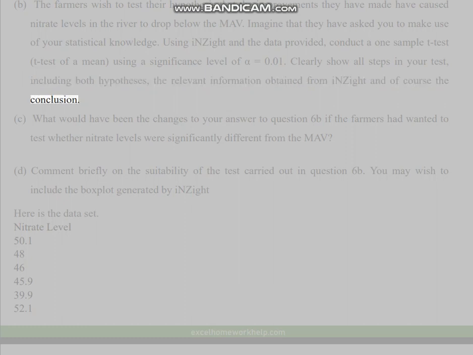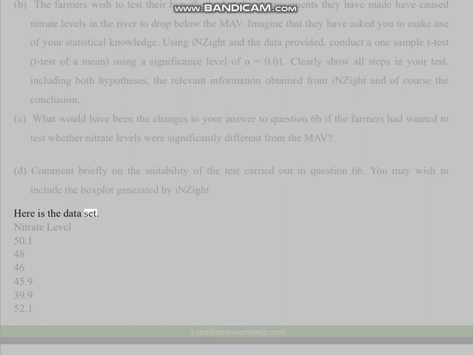C. What would have been the changes to your answer to question 6b if the farmers had wanted to test whether nitrate levels were significantly different from the MAV? D. Comment briefly on the suitability of the test carried out in question 6b. You may wish to include the box plot generated by Einzeit.